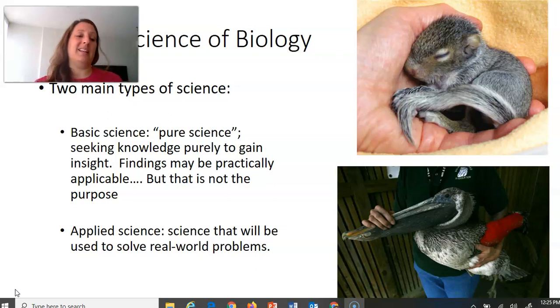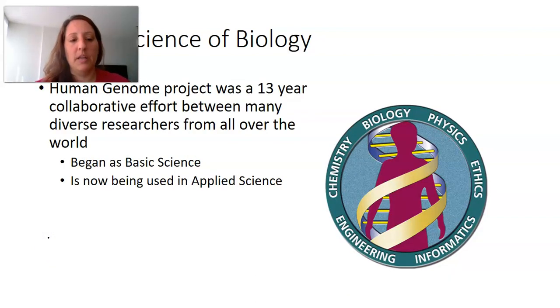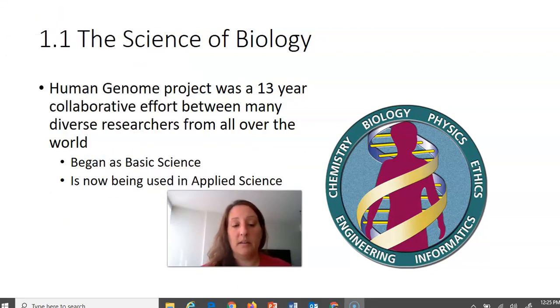Okay, so again, science a lot of times starts off as basic pure science, just seeking knowledge, but it will turn into applied science in the future. So they're definitely intertwined. Here's another example. Again, started off as basic pure science and is now being used as applied science. So the Human Genome Project, you've probably heard of it. It was a 13-year collaborative effort between researchers from all over the globe. It started off as just basic pure science.